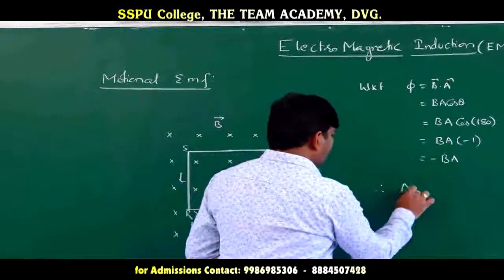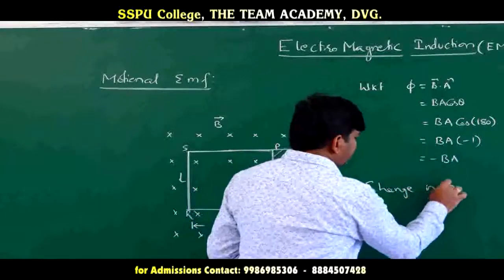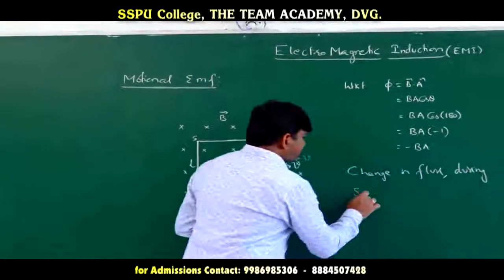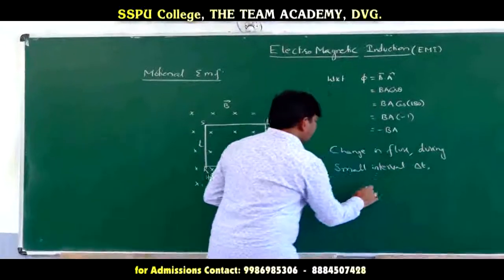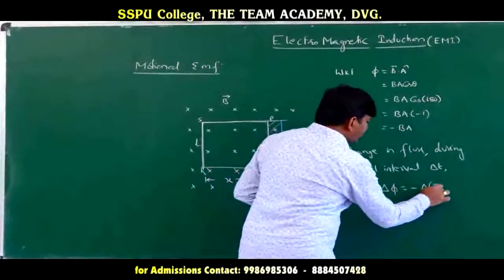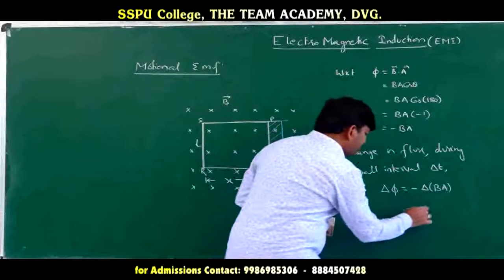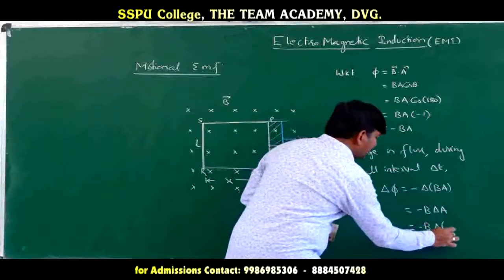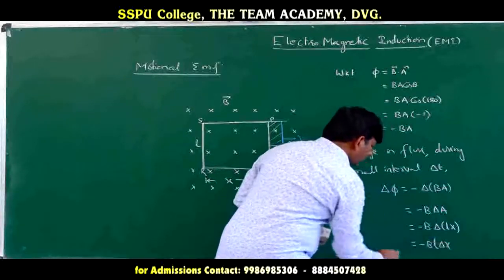So what is the small flux that is changed? Therefore, delta phi is the change in magnetic flux during the small interval delta t. Delta stands for small. That is equal to minus delta of B into A. Here we know that B is a fixed quantity as it is uniform, so I can write B outside, therefore minus B into delta A. What is this delta A? That is minus B into L into delta x, with L being constant, so I am writing it outside. So this is delta phi.